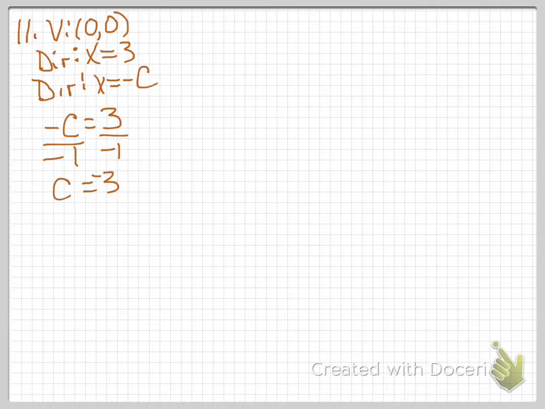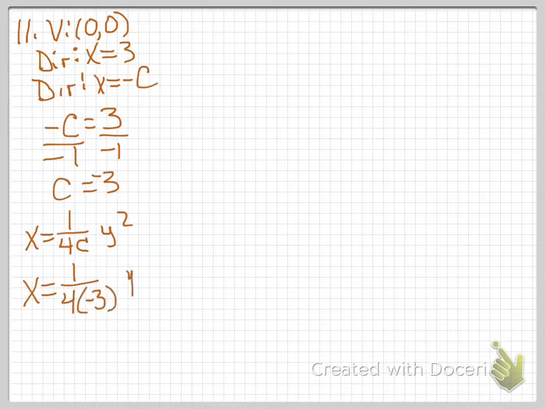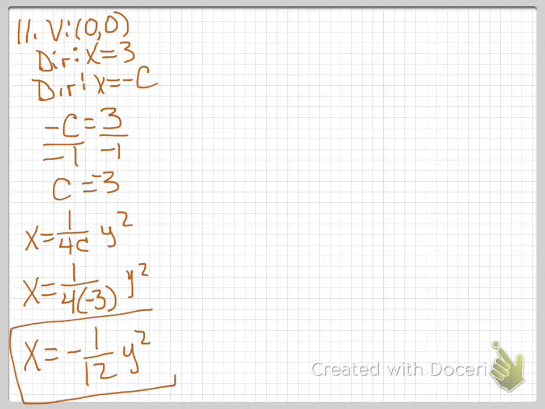And I have an x equals, so that is a horizontal graph. So I'm going to start my equation with x equals. So x equals 1/4c y squared. Substitute -3 for c. So x equals 1/4 times -3 y squared. Multiply those together, I get x is equal to -1/12 y squared. And there's our final answer. Okay?